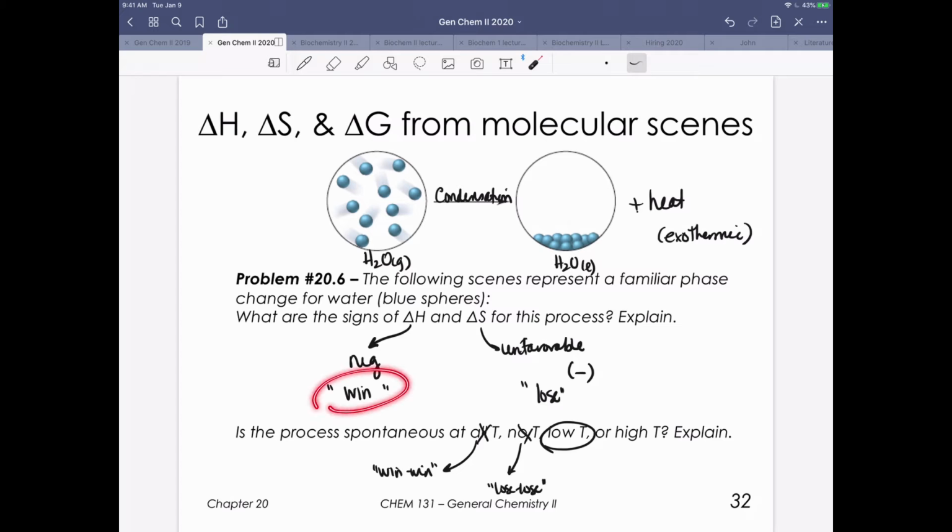Because we don't have a win-win or a lose-lose situation, we can cross off these two pieces. It's not going to be spontaneous at any temperature, and it's not going to be spontaneous at no temperature. So now we have to think about which of the temperature situations is going to be more favorable. Because we know that entropy is unfavorable, we want to diminish its contributions, which means we lower the temperature.